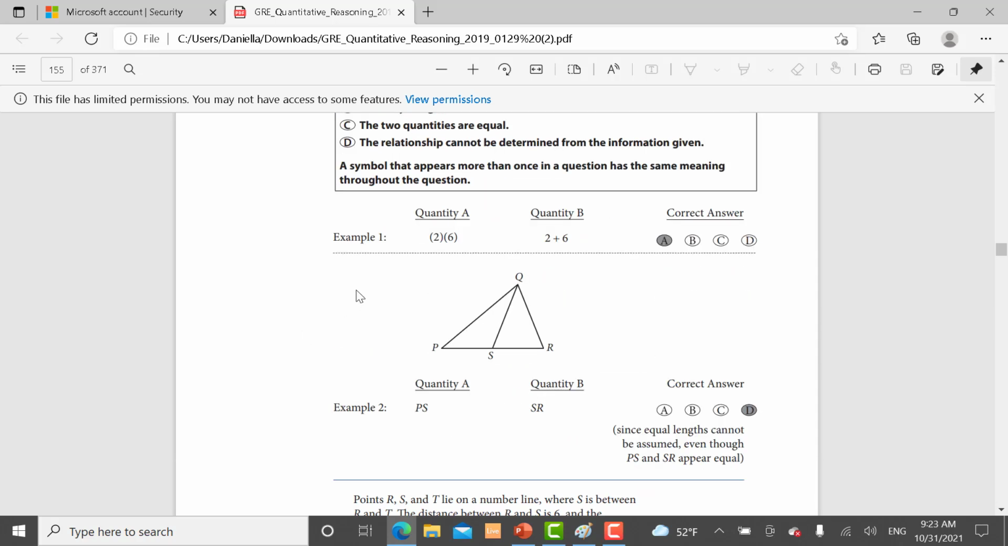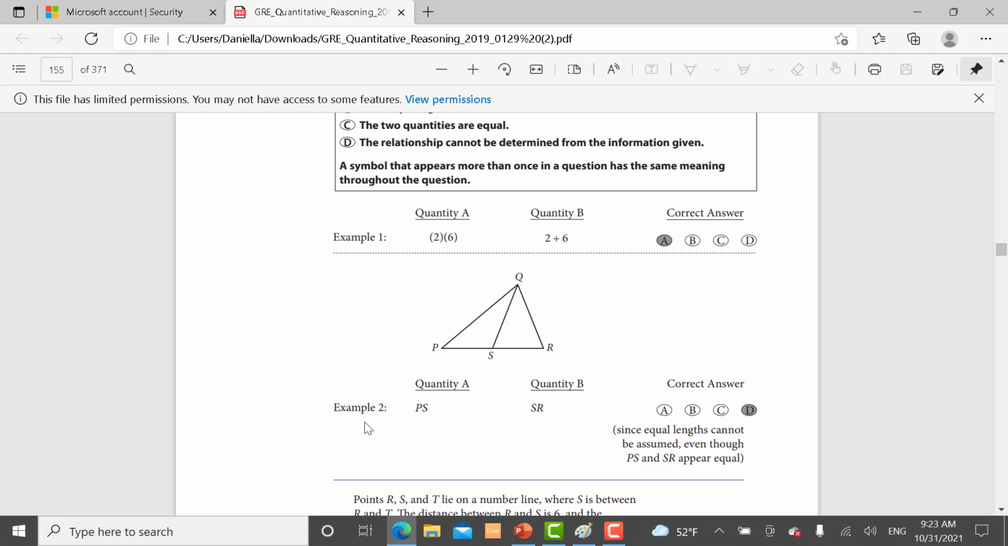For example, in example 1, quantity A is 2 times 6 and quantity B is 2 plus 6. To do the basic calculation, 2 times 6 is 12 and 2 plus 6 is 8. So quantity A is clearly greater than B, so we choose option A.